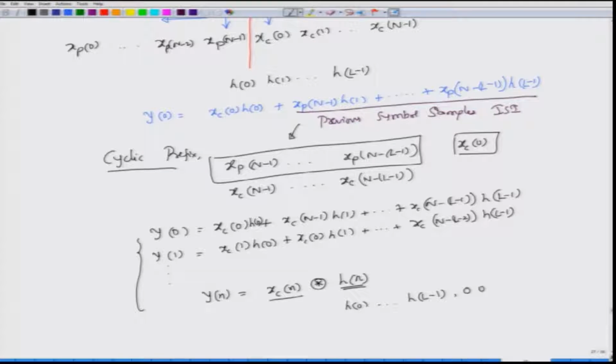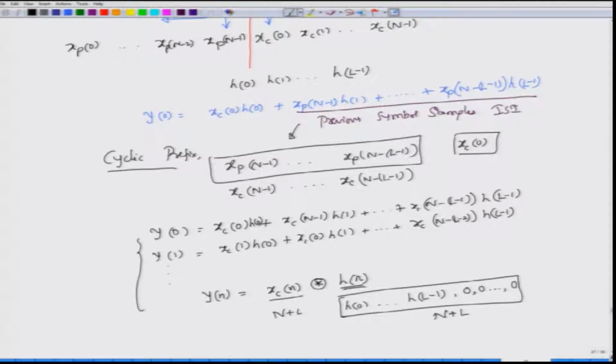So, you have zero padded such that the length of this h sequence is equal to N, whereas the length of xc of n is also equal to N. Or rather, the length of this one would be equal to N plus L and the length of this one is also equal to N plus L.